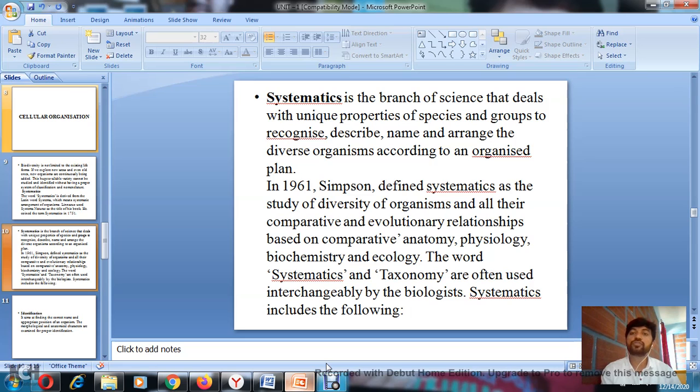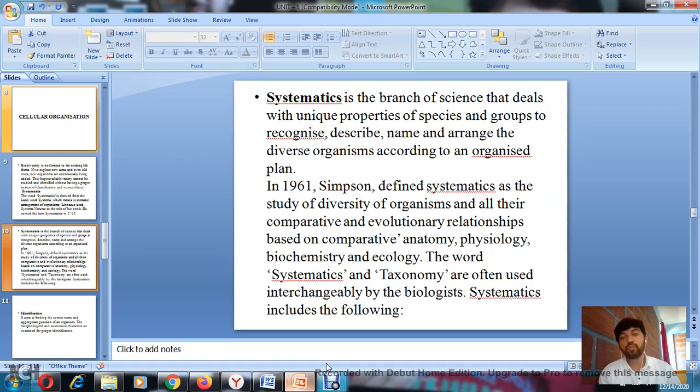Systematics is a branch of science that deals with the unique properties of species and groups to recognize, describe, name and arrange the diverse organisms according to an organized plan. See, this systematics is like a holy book for naming an organism or organizing an organism in a proper way in its kingdom, right?